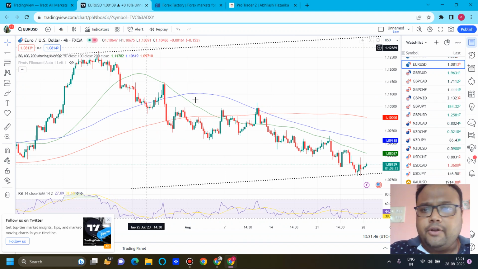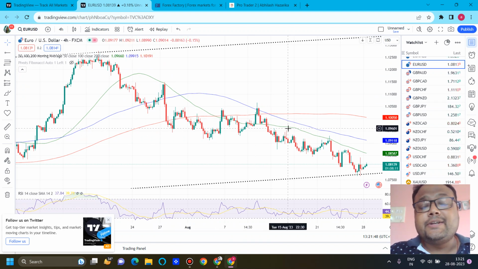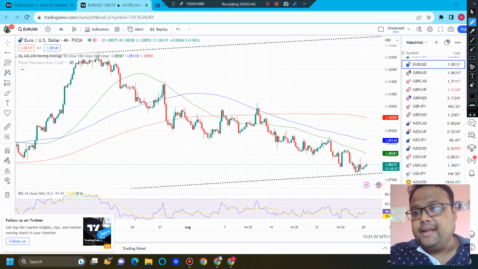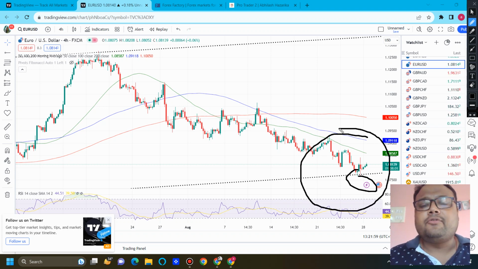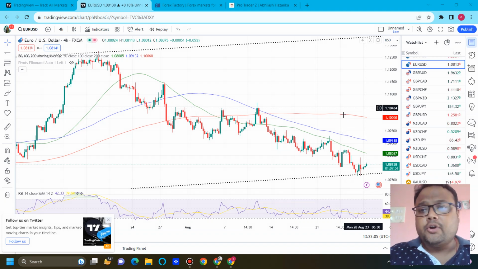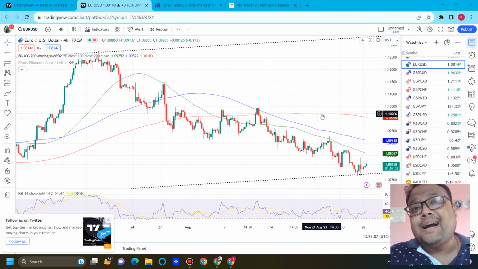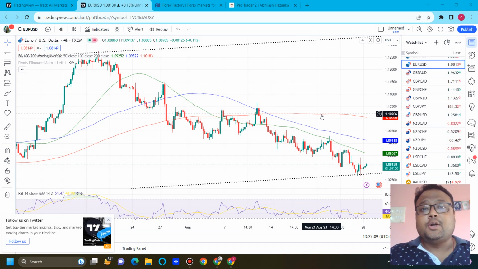On the chart of Euro USD, we can see the market is still respecting the critically important support of 1.0780, and the market is still trying to survive here. There is no sign of trend reversal, no sign of new buyers joining the market, and overall the market sentiment is also not helping us.